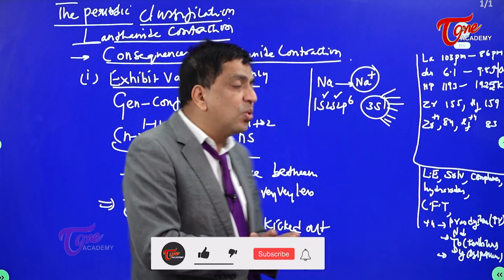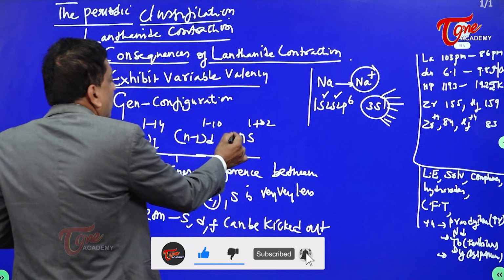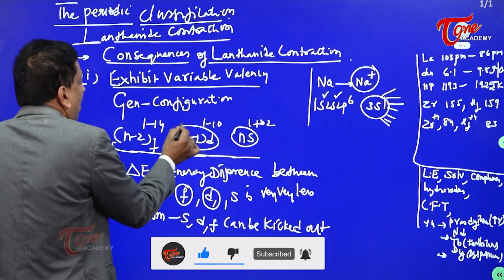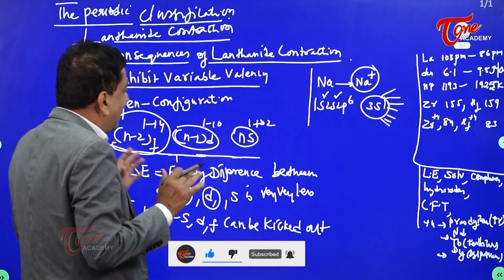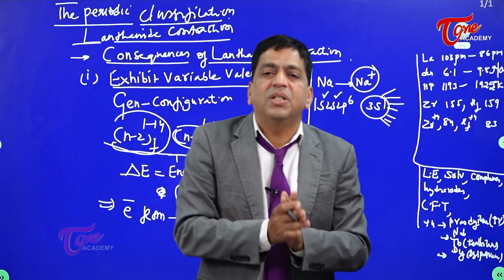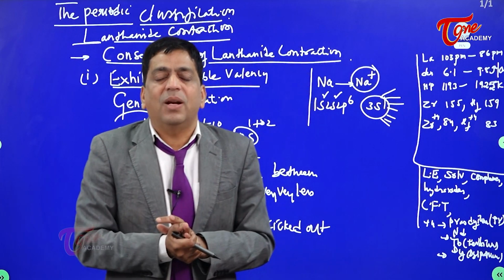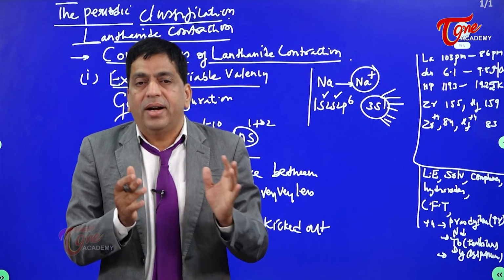But here they exhibit variable valency because the energy difference between the ultimate, penultimate and the anti-penultimate is basically very less. So the electrons from any of these subshells can participate in bonding. Any of these subshells can participate in bonding. You must understand.